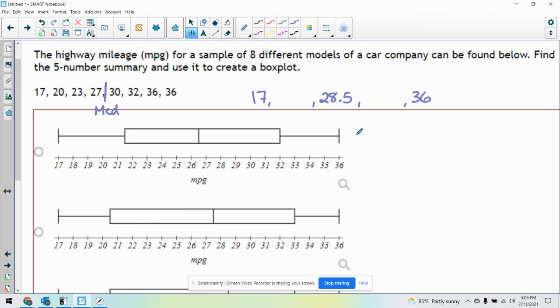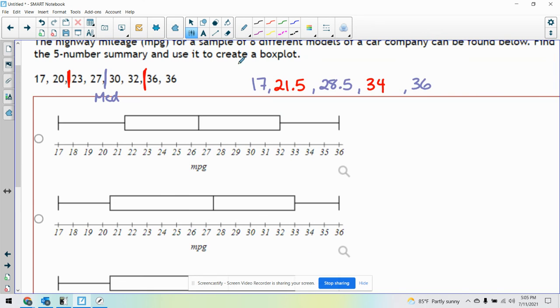Okay. Now, to find Q1, I'm just going to do the same thing. Find the median of the first half of the data. So that's going to be right here. It's not an actual number, so it's the average of these two. This is going to be 20 plus 23 divided by 2, which is 21.5. And then do the same thing here. My Q3 is going to be the average of these two. This is going to be, let's see here, 34.